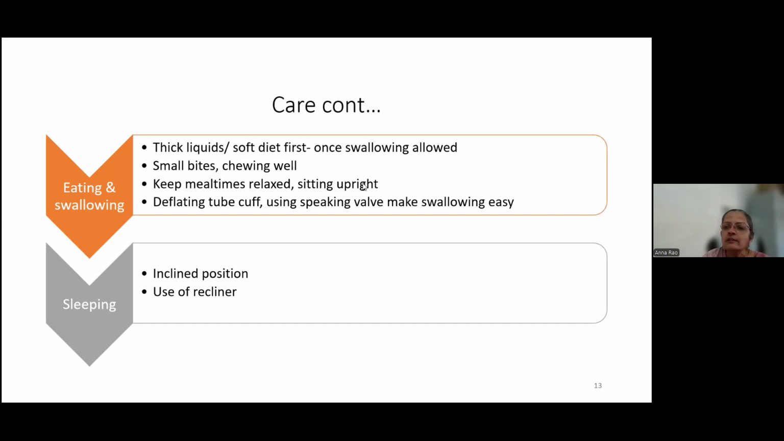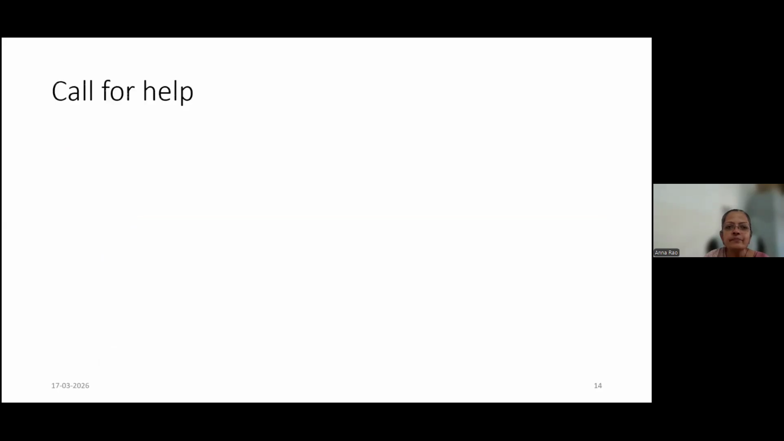For sleeping, sleeping in an inclined position is encouraged a bit, and use of a recliner will be beneficial for the patient, right? So it should be seen that he doesn't sleep in the prone position. If side lying also, then the neck should be a little straight and all that. That should be taught to him.